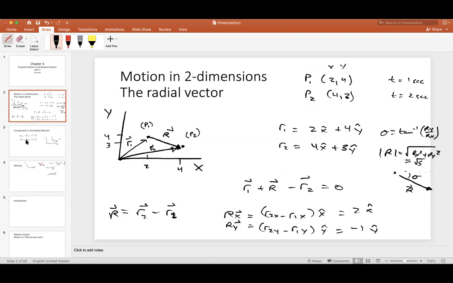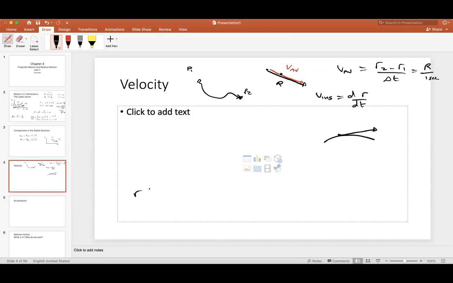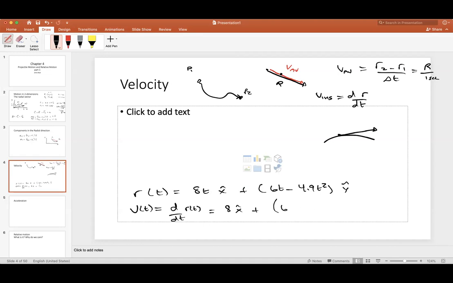So this is pictorial, how you would find it if you had 2 points, but imagine you were given this vector. r of t is 8t in the x hat direction plus 6t minus 4.9t squared in the y hat direction, okay? The instantaneous velocity at any time is the time derivative of this r function. Taking the time derivative of 8t, I get 8 in the x hat, plus the time derivative of 6t, which is 6, and the time derivative of the squared term, bring the 2 down, minus 9.8t in the y hat, okay?